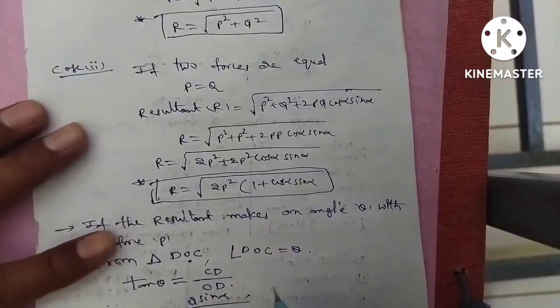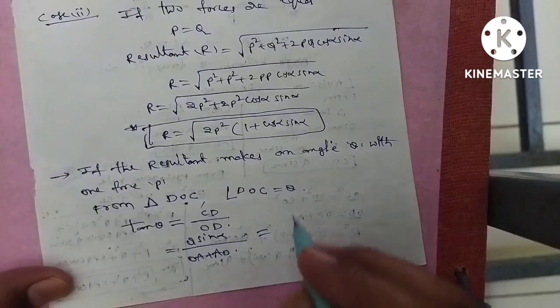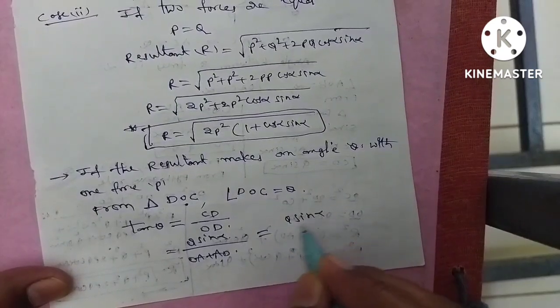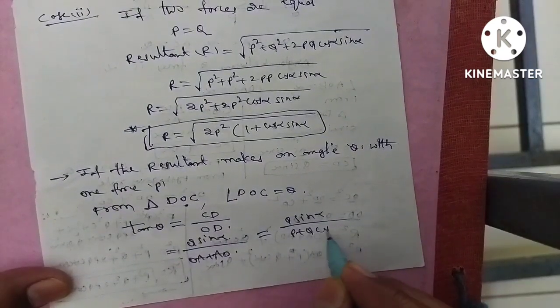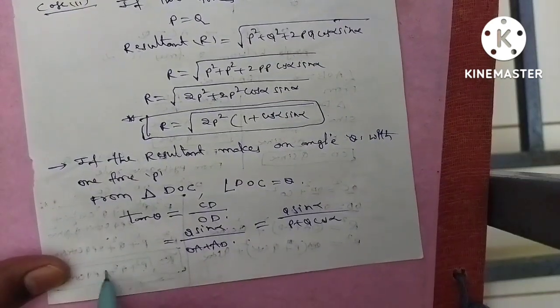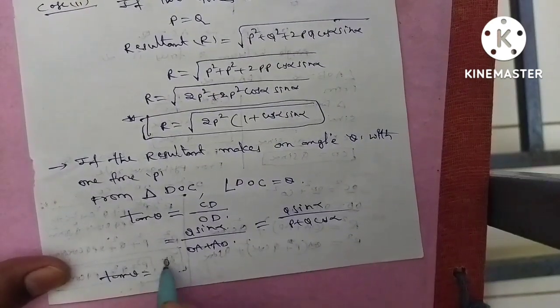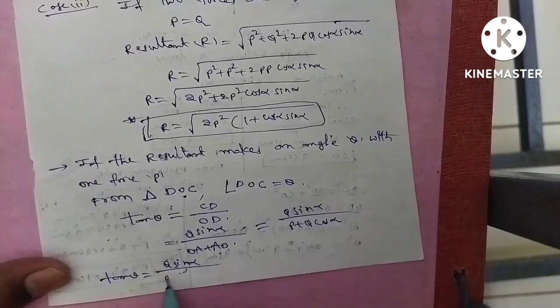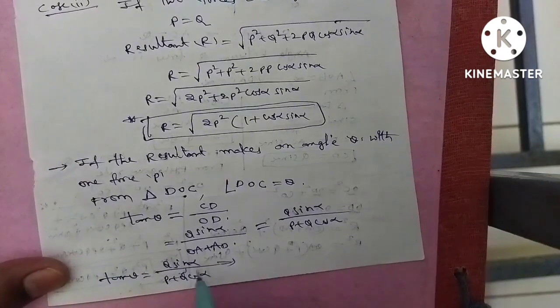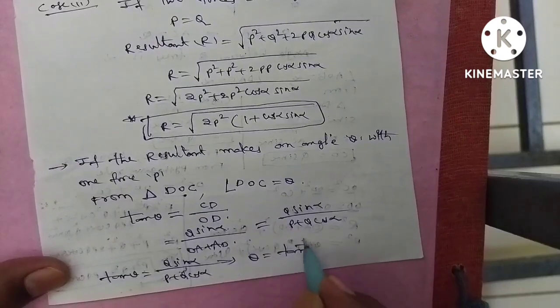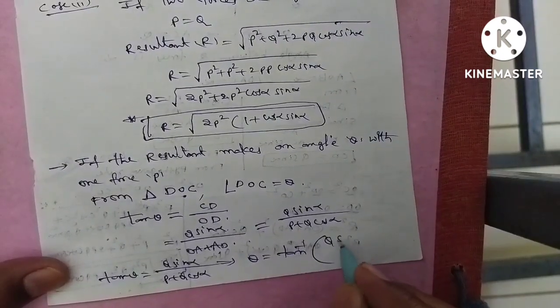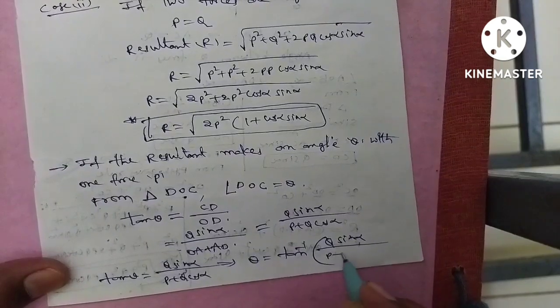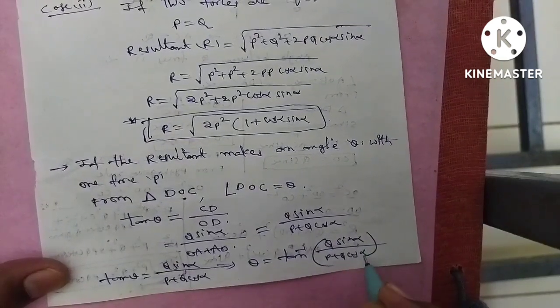Already we determined this in the derivation of the resultant. OA is equal to P, that is one side. Okay, so substitute the same here: Q sin alpha by P plus Q cos alpha. So tan theta is equal to Q sin alpha by P plus Q cos alpha. So theta is equal to tan inverse of Q sin alpha by P plus Q cos alpha.